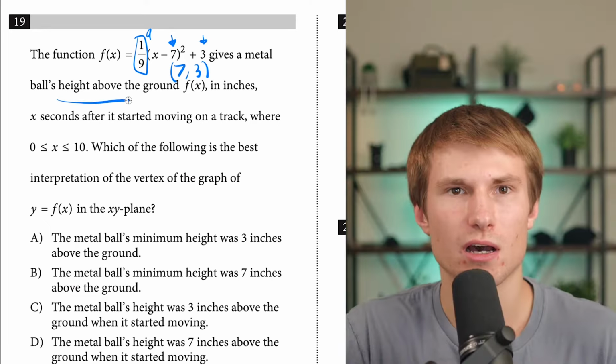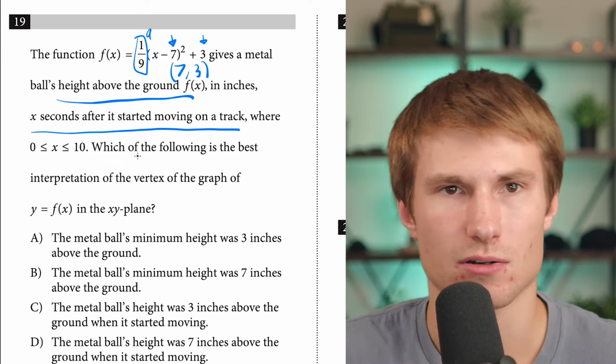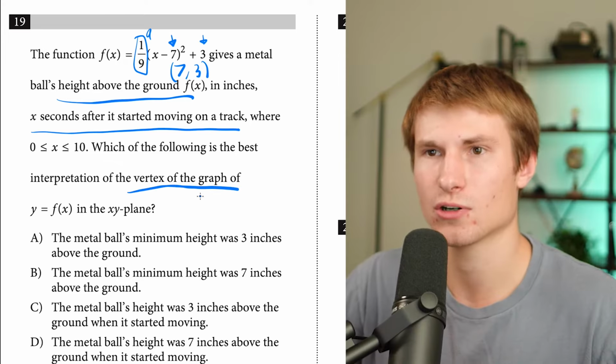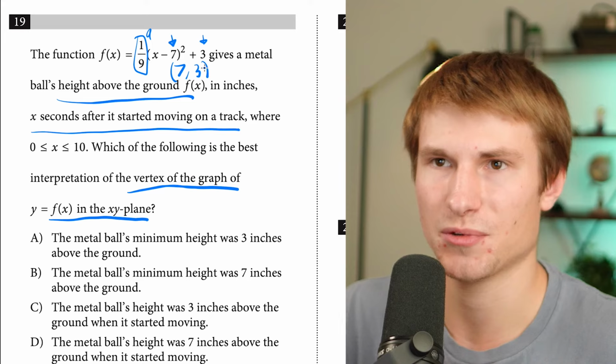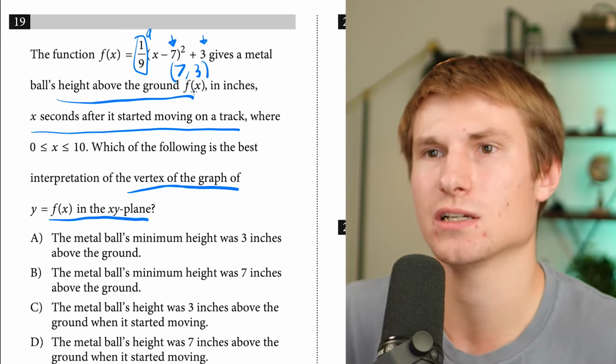It gives a metal ball's height above the ground, f of x in inches, x seconds after it starts moving on a track, where 0 is less than or equal to x, which is less than or equal to 10. Which of the following is the best interpretation of the vertex of the graph of y equals f of x in the xy plane? Okay, we already found our vertex of 7 and 3.